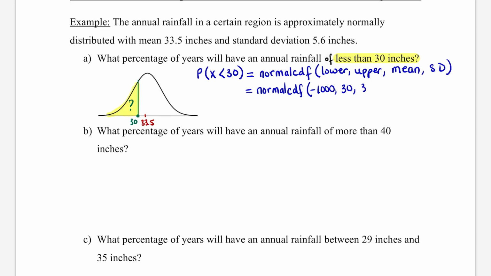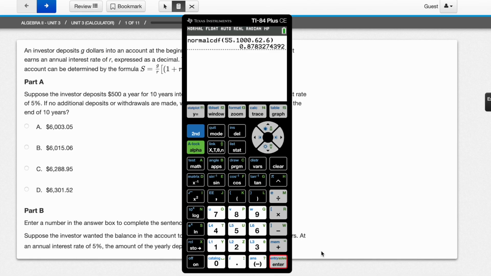Mean is 33.5 and standard deviation is 5.6. And I'll put this in my calculator. To get to the distribution list, I hit second, distribution, and I choose the second one. Lower bound in this case is negative 1,000. For the negative sign, make sure you use this button right here. Do not use the minus sign.